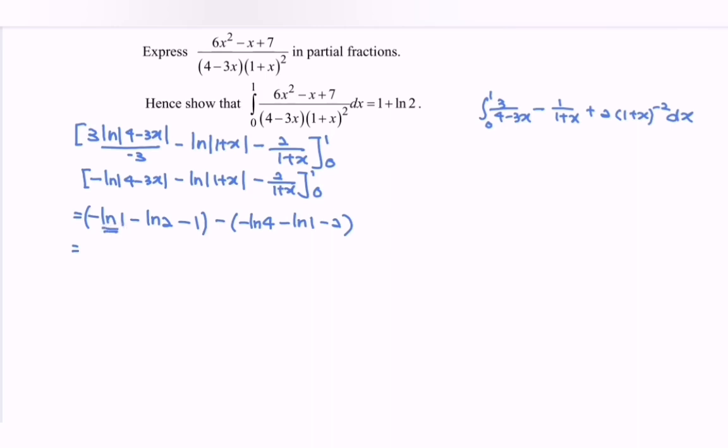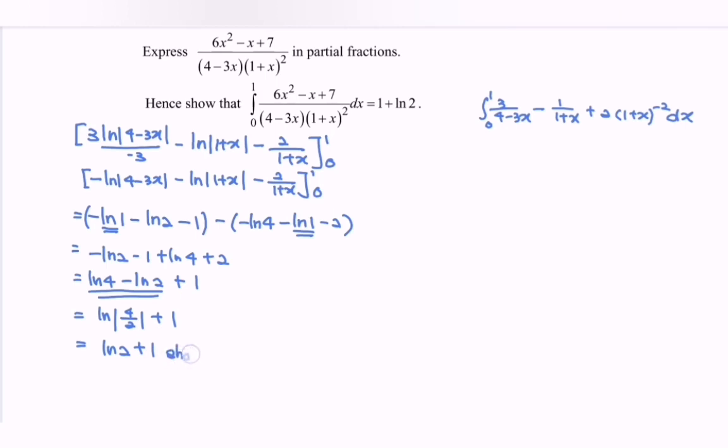As we all know, this one is 0, so negative ln 2 minus 1, and then plus ln 4. This one is 0, then plus 2. So rewrite it. We have ln 4 minus ln 2, and then plus 1. So from here, making use of the law of logs, ln bracket 4 over 2 plus 1. So from here we have ln 2 plus 1. Then we have already shown the result.